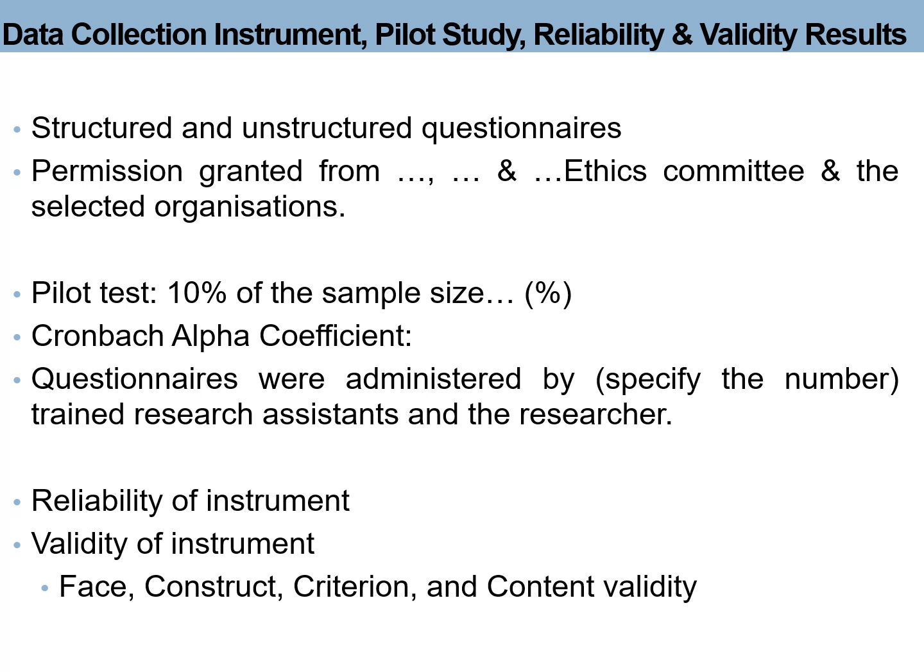Then the pilot test is 10% of the sample size, and you could talk about the reliability of the instrument. What is your Cronbach alpha coefficient? Questionnaires administered: how many, and how many research assistants helped you. The validity of the instrument: you look at the face validity, the construct validity, the criterion validity, and the content validity.